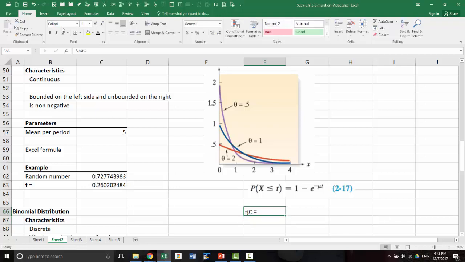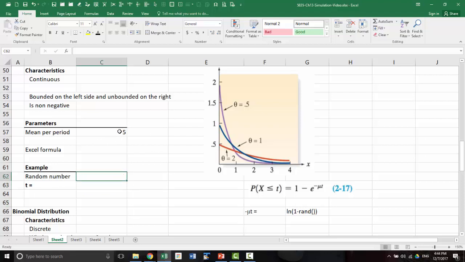So minus mu t. Remember, this side will be 1 minus probability. So you've already taken logarithm. So ln of 1 minus p, the probability, which is going to be our rand function. So now if you divide this by minus mu, you get the time t for that given probability. So that's what we have to do.